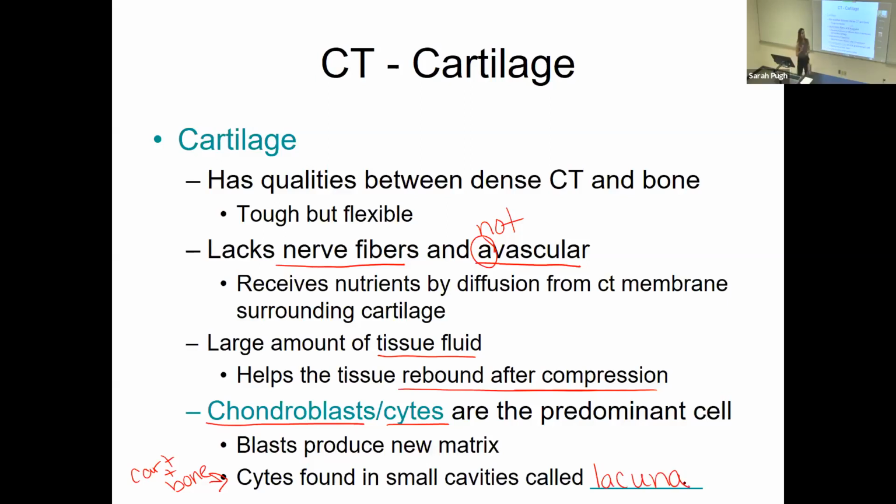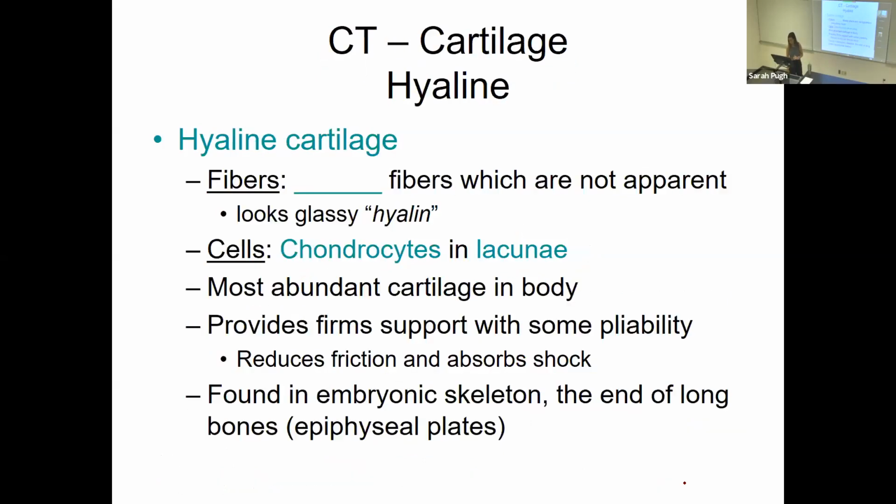And so anytime we're dealing with a tissue that's tough, like cartilage or bone, the cells will be found in lacuna. So a chondroblast is going to make the cartilage, and it creates a little lacuna for itself. And once it is in that lacuna, we now call it a chondrocyte. Okay. So I'm going to walk you through our three kinds of cartilage.